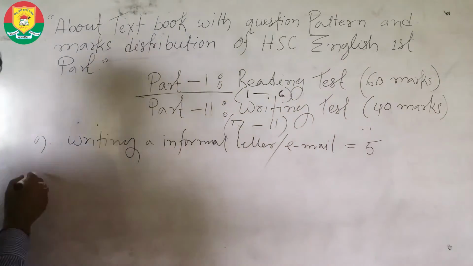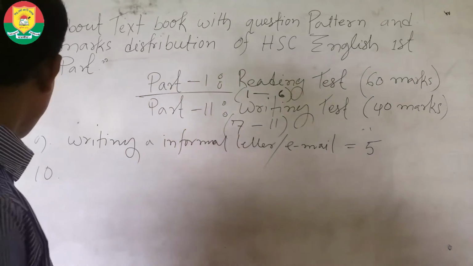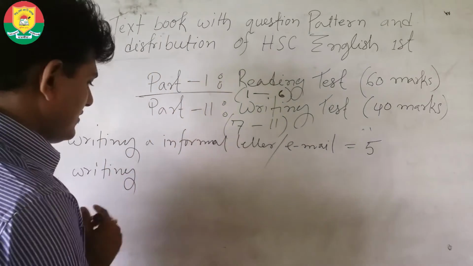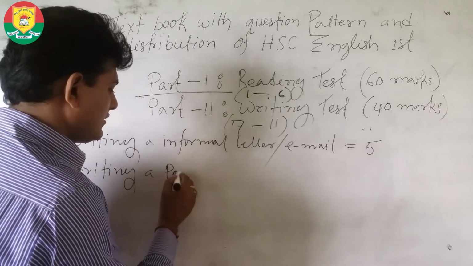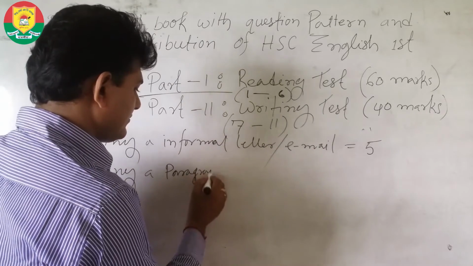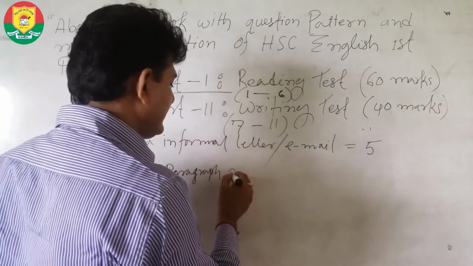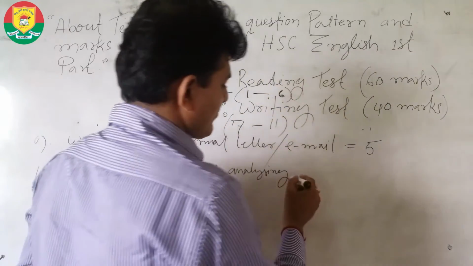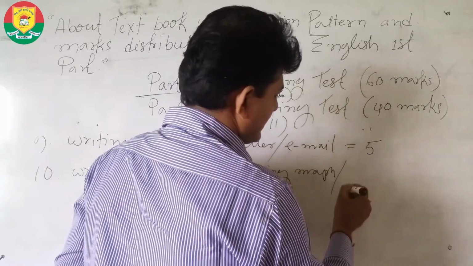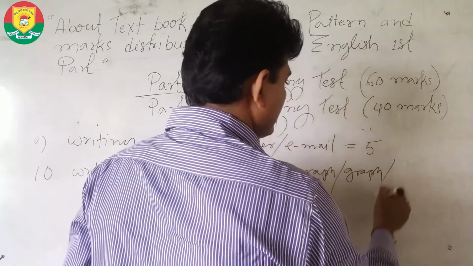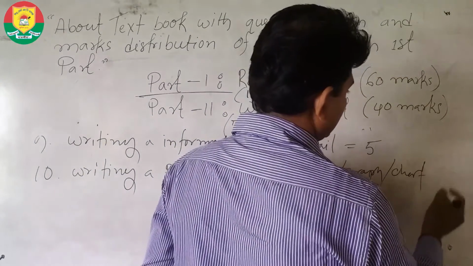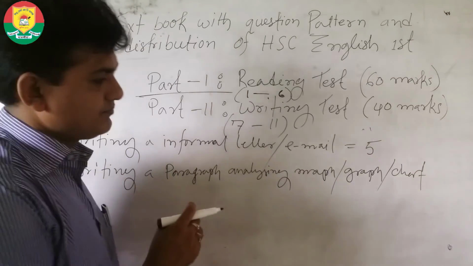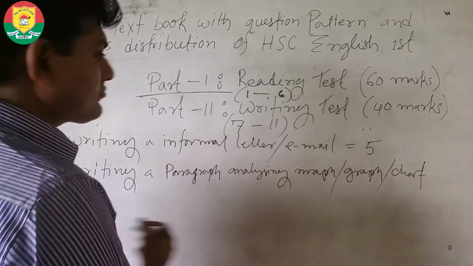And question number 10. Writing a paragraph analyzing a map, graph, or chart contains 10 marks.